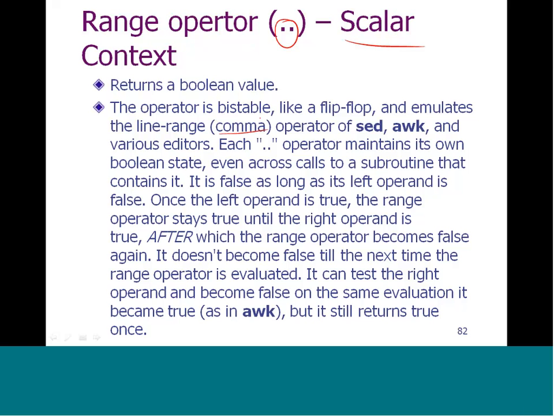So the way it works is it is false as long as the left operand is false. Once the left operand becomes true, the range operator stays true until the right operand is true, after which the range operator becomes false again. It doesn't become false till the next time the range operator is evaluated. So it can test the right operand and become false on the same evaluation, and it becomes true, but it still retains the true at least once. So these are a big set of rules. Let's look at an example, because that pretty much gives us how this command works.